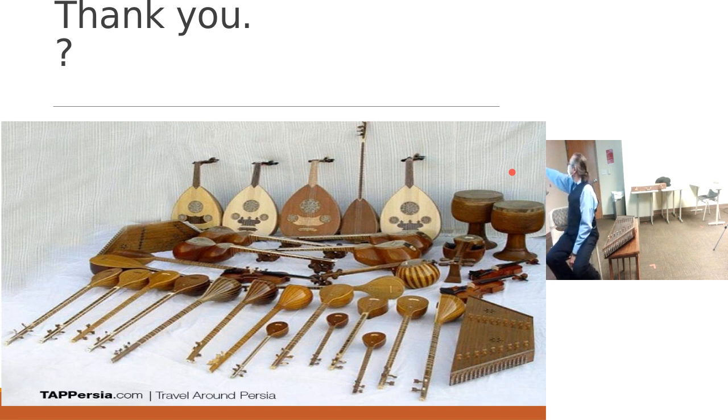Then we have rubab, and then we have kamanche. This one is kamanche. That one is rubab. So this is the collection of my favorites. And in front, they're all sitar, different forms of sitar, and dotar. Some of them are dotar, they have two strings and so forth. And then on the right-hand side, you know, violin. So this is what's commonly used in our group.